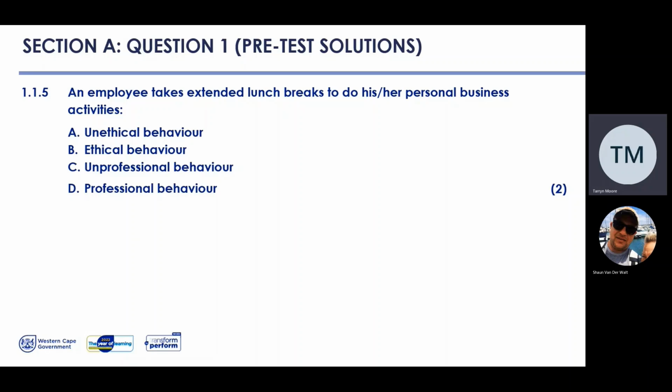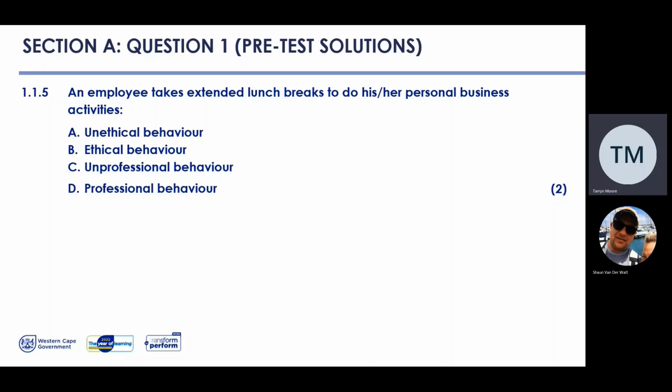1.1.5, an employee takes an extended lunch break to do his or her personal business activities. The important aspect here again is you will see that there are two groups of answers. Is this the right behavior in terms of ethical? Is it the wrong behavior, which makes it unethical? Is it unprofessional behavior or is it professional behavior? Is the company which this employee is working for doing something wrong or right? Or is it the employee, the person, that is doing something incorrect or correct?